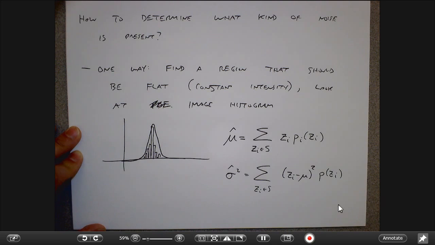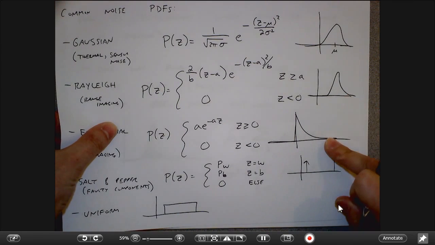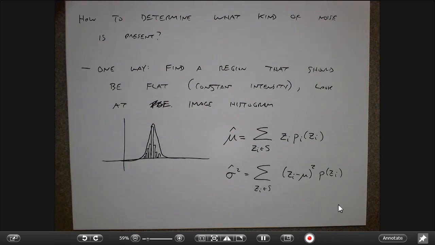How do you estimate the mean and the variance from a sample distribution? Okay? And so, it could have been that when I showed my image histogram, instead of getting Gaussian noise, I would have seen a PDF that looked a little bit different, right? I might have seen a PDF that looked more like this, or more like that, right? And that would tell me, oh, I think that my noise model is exponential, or I think it's Rayleigh, right? So that's a good way to estimate what happened to your image, okay?